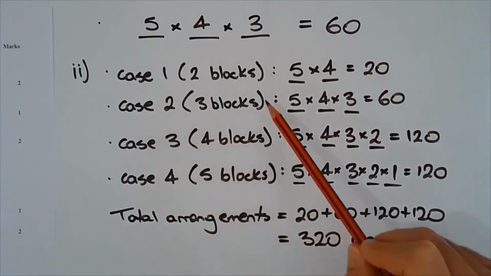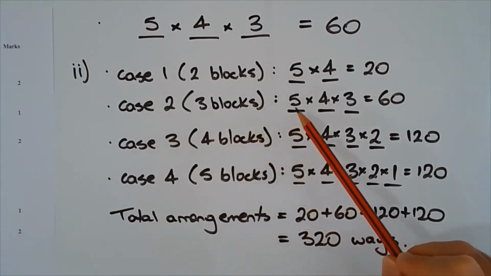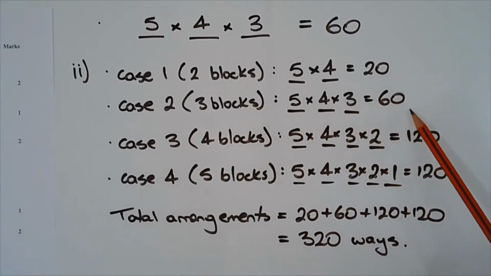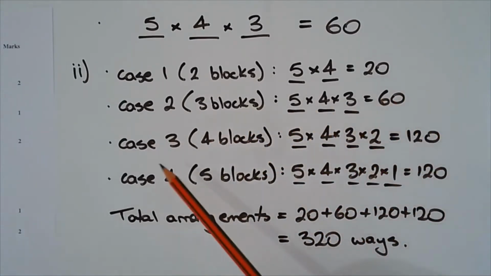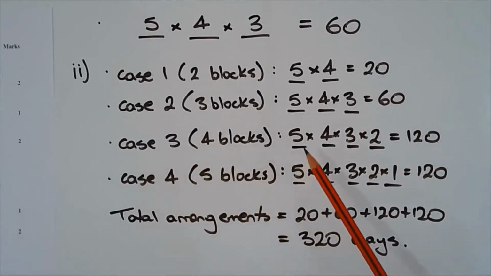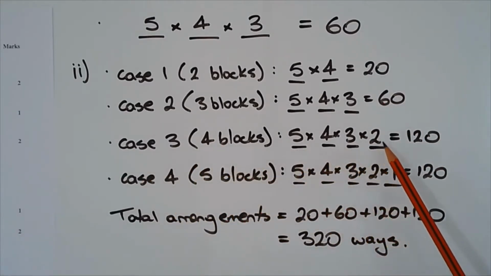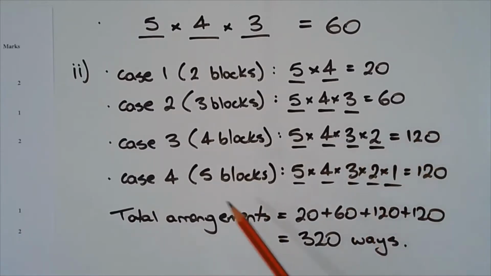Case 2, 3 blocks, and that was worked out in part 1. 5 times 4 times 3, there's 60 ways that Sophie can stack 3 blocks. Case 3, 4 blocks, that's 5 times 4 times 3 times 2, 120 ways. And case 4, 5 blocks, that's 5 times 4 times 3 times 2 times 1, and that equals 120 ways. So the total number of arrangements is 20 plus 60 plus 120 plus 120 is equal to 320 ways that Sophie can stack 2 blocks, 3 blocks, 4 blocks, or 5 blocks.